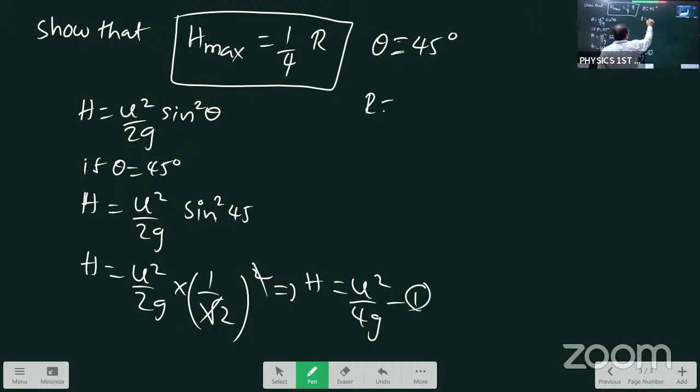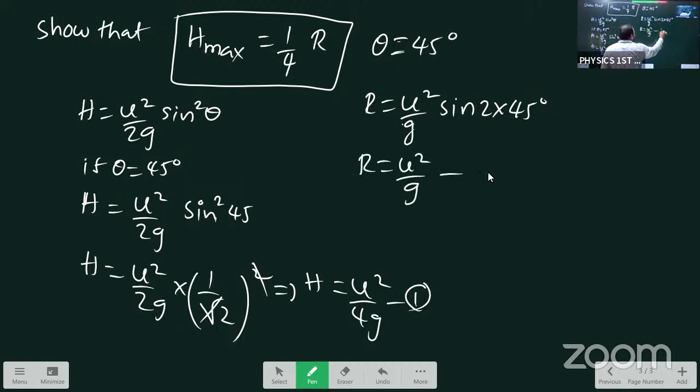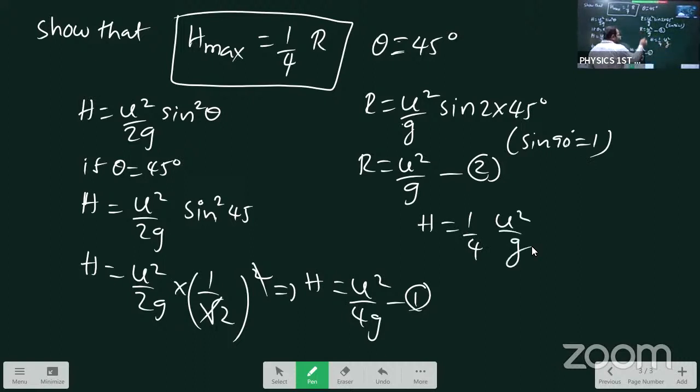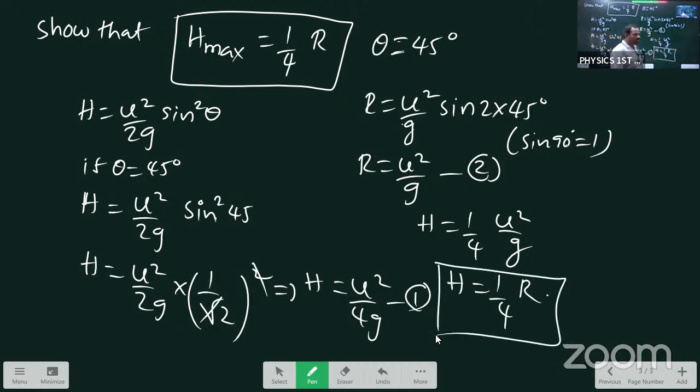Next, range is u square by g sin 2 theta, where theta is 45 degrees. 2 into 45 is 90. What is sin 90? 1. Write in bracket: sin 90 equals 1. So range is u square by g, and H equals the same equation, 1/4 into range. Over, answer. This is H max equals 1/4 of range for 45 degrees.